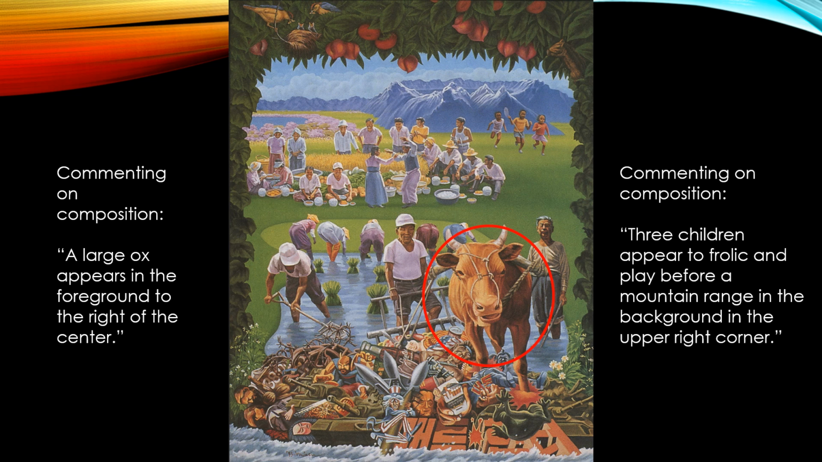Or for the children playing in the background near the mountain range, I could say, three children appear to frolic and play before a mountain range in the background in the upper right corner. Here I commented on each aspect of the composition and related the two icons to each other within the image.